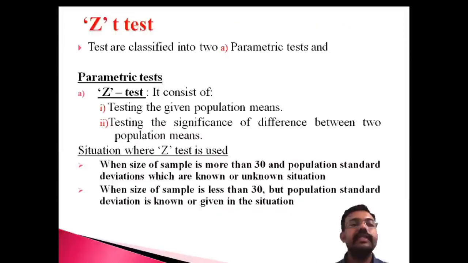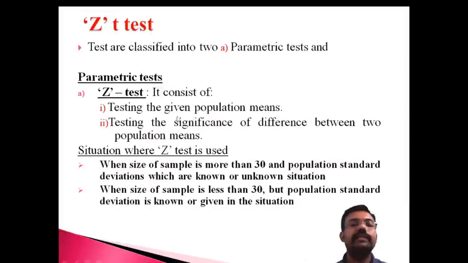And after that, the Z test. For the Z test, there are three important conditions. Suppose the sample size is greater than 30 and the population standard deviation is known or unknown, we can use Z test. And if n is less than 30 and the population standard deviation is known or given in the situation, we can use Z test. And Z test is found with two important formulas.